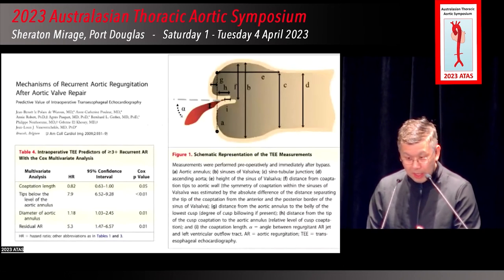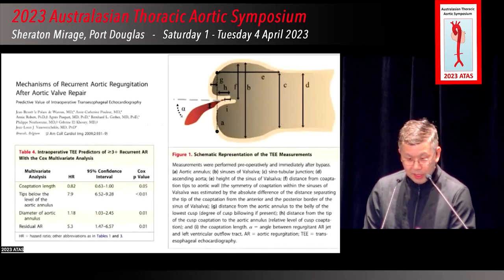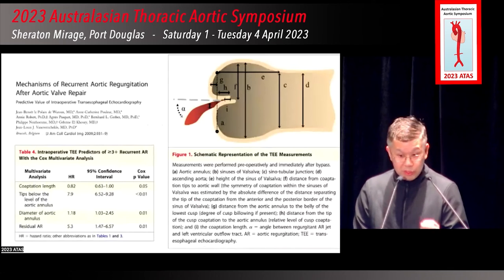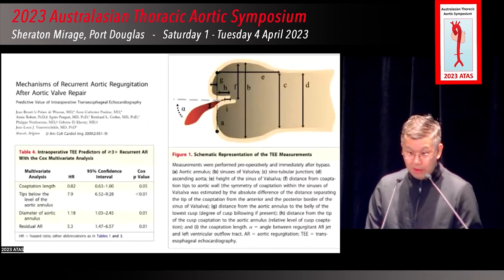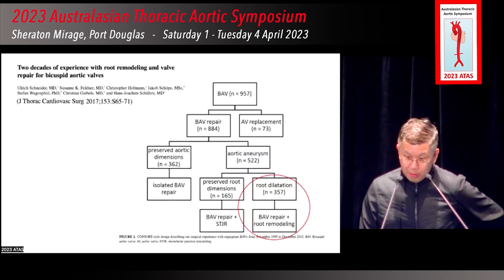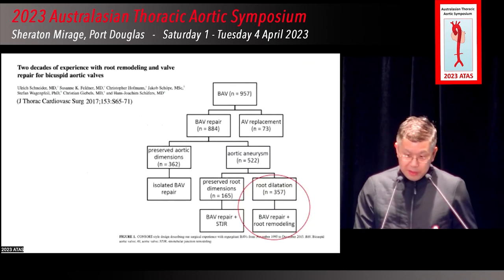And then they ultimately showed, based on statistical analysis, that coaptation length, the presence of billowing, the valve being below the level of the aortic annulus, the diameter of the annulus, and leaving the OR with residual AI were predictive of recurrent moderate, severe, or higher AI in subsequent follow-up. So despite these concerns, the data are good.